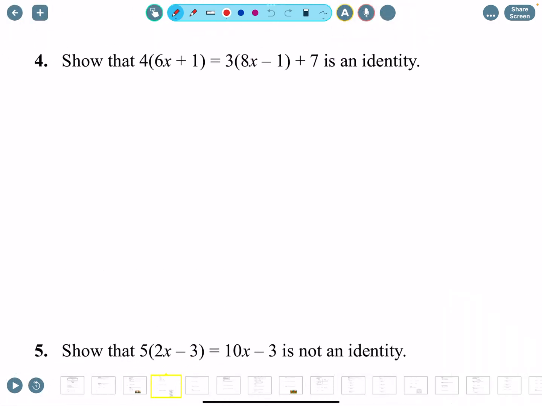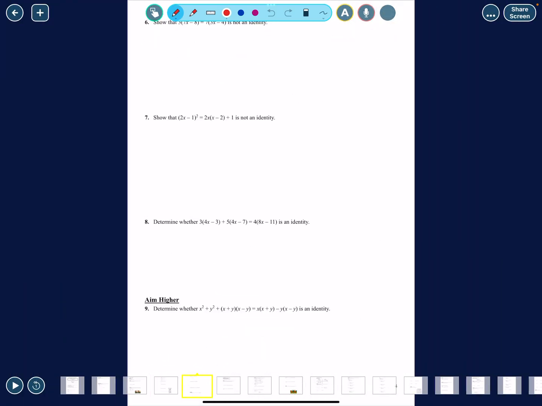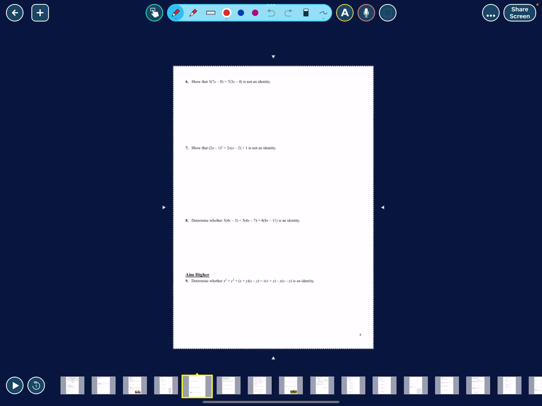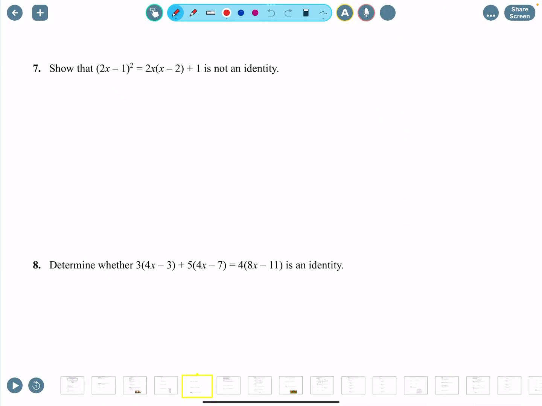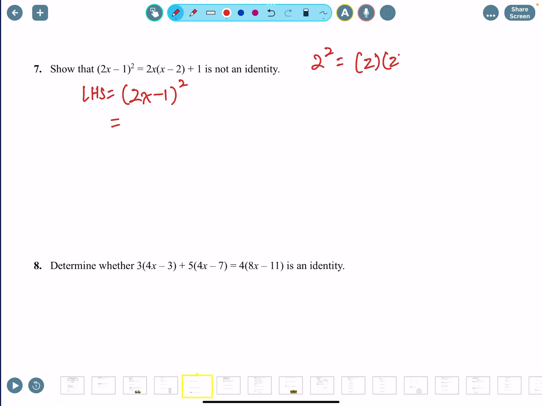All right, again, most likely you have to determine if something is an identity or not. I'm going to go for 7 and 8 here. Real quickly, the left hand side, everybody should know, is (2x - 1) squared. Why is there a square here? Because you're supposed to separate them into two brackets. So 2 squared is 2 times 2, y squared is y times y. So in this case, (2x - 1) squared should be (2x - 1)(2x - 1).